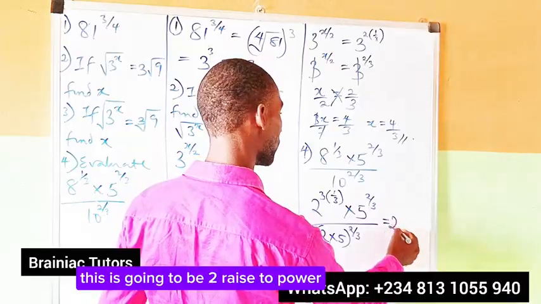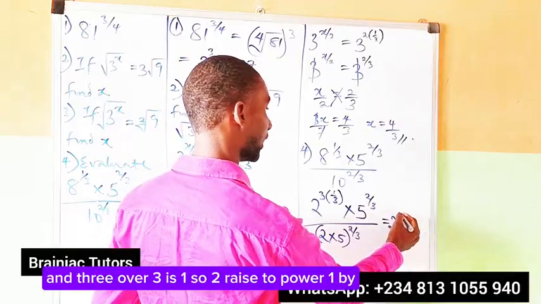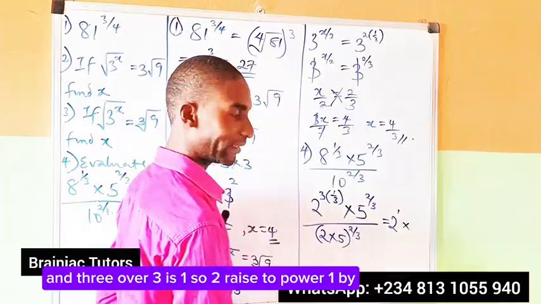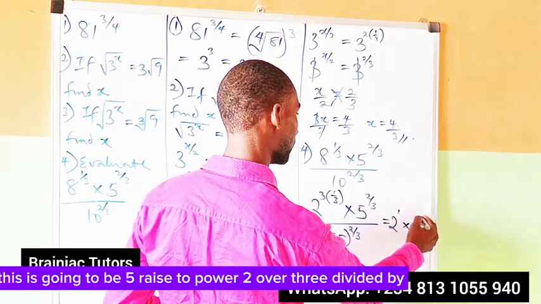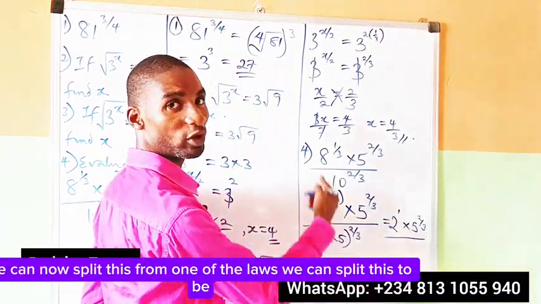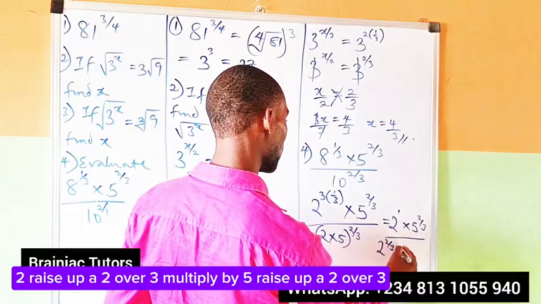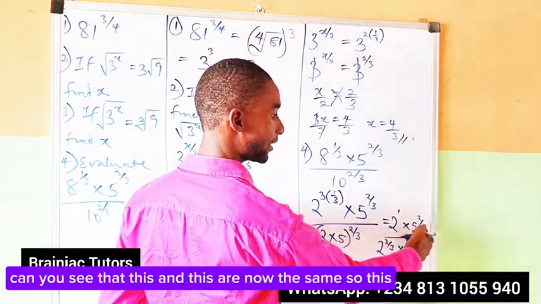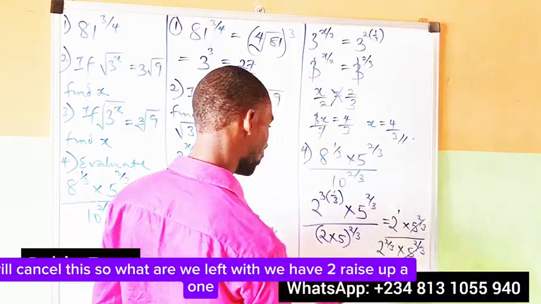This is going to be 2 raised to power 3 multiplied by 1 over 3, which will be 3 over 3, and 3 over 3 is 1. So 2 raised to power 1, multiplied by 5 raised to power 2 over 3, divided by, we can now split this using one of the laws. We can split this to be 2 raised to power 2 over 3 multiplied by 5 raised to power 2 over 3. Can you see that this and this are now the same? So this will cancel this. So what are we left with?